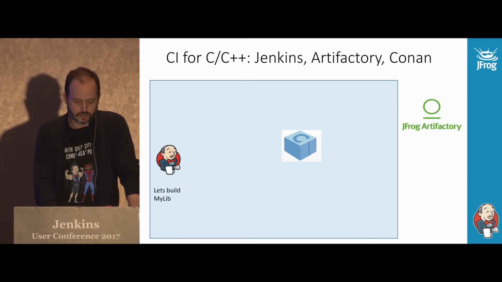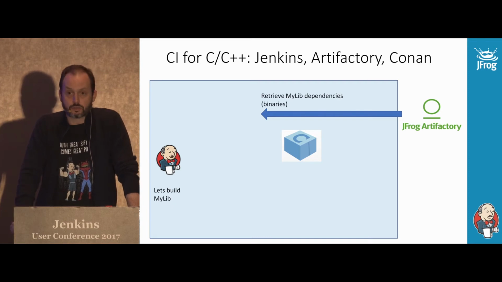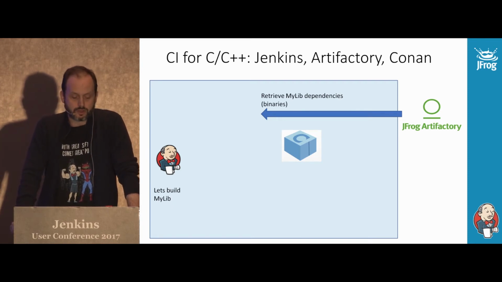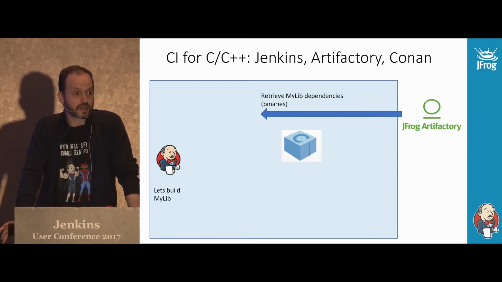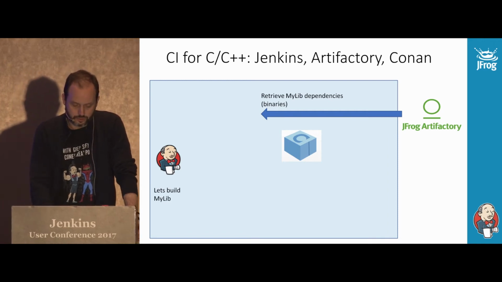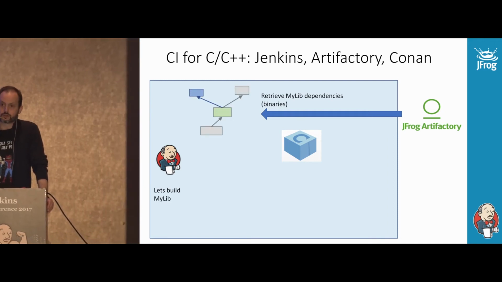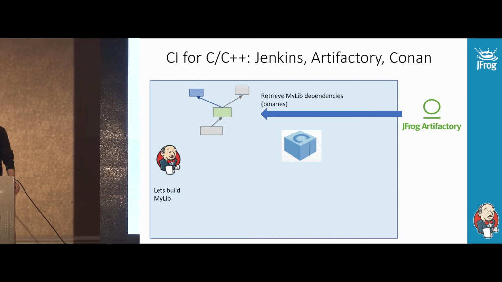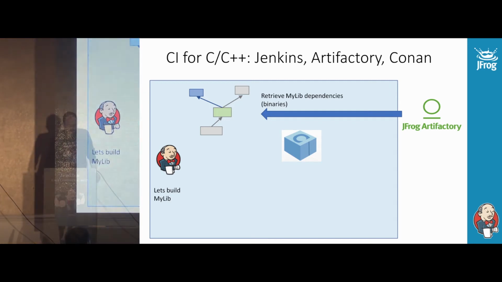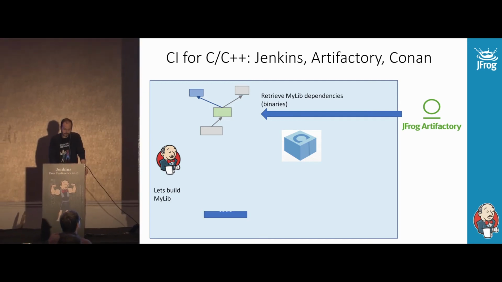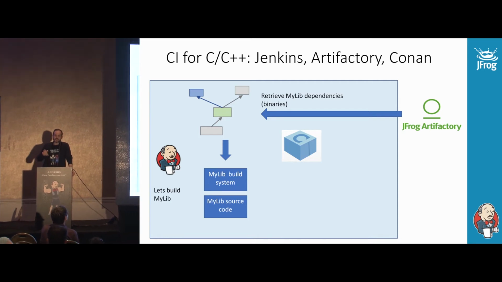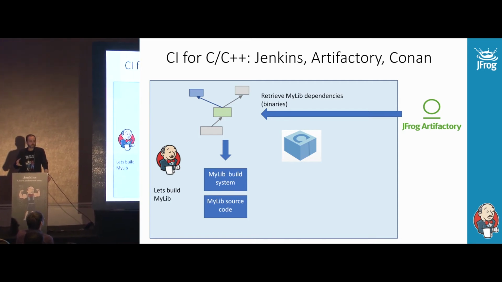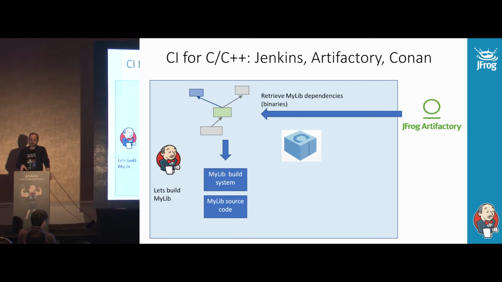So the first step that a Jenkins job would do is, okay, I'm going to retrieve my library dependencies, the binaries, from somewhere, for example, from Artifactory. And with those binaries, it will create the dependency graph for my library, and it will inject that information about your dependencies into the build system of my library.